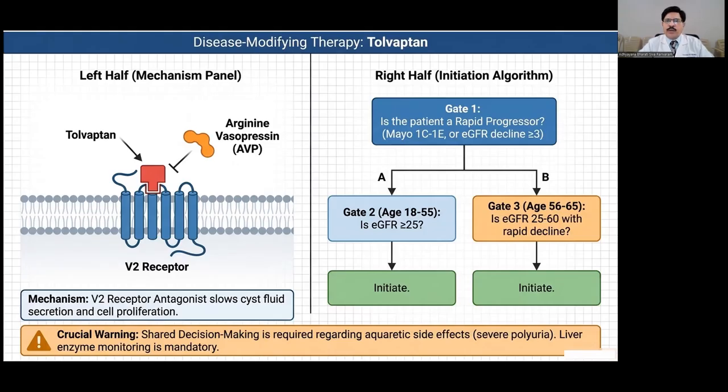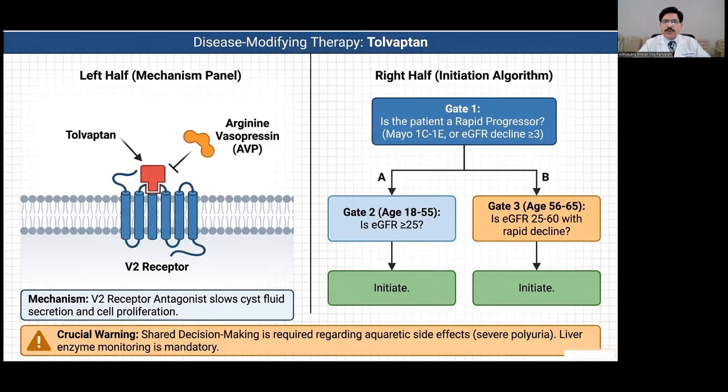So, the tolvaptan initiation algorithm. Gate 1: is the patient a rapid progressor? Who is that? Mayo Clinic C to E or eGFR decline more than 3. Then, what is the eGFR? Is it more than 25, or is it between 25 and 60? And what is the age of the patient?